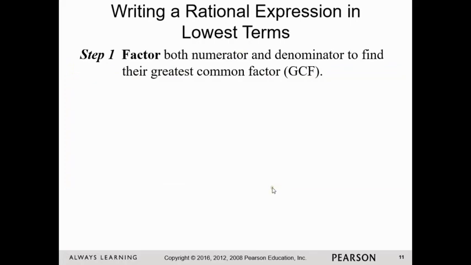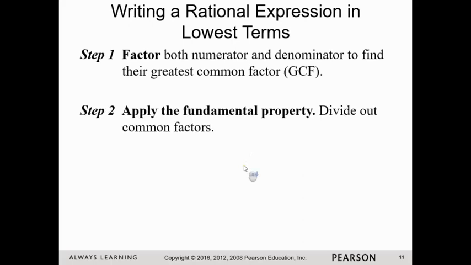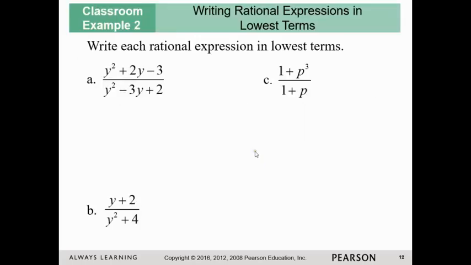So here's the idea. To write rational expressions in lowest terms, the first step is to factor both the numerator and the denominator to find their greatest common factor. The next thing we would do is apply the fundamental property and divide out common factors. Right now, this isn't going to make a whole lot of sense until we start looking at examples. So here's an example.